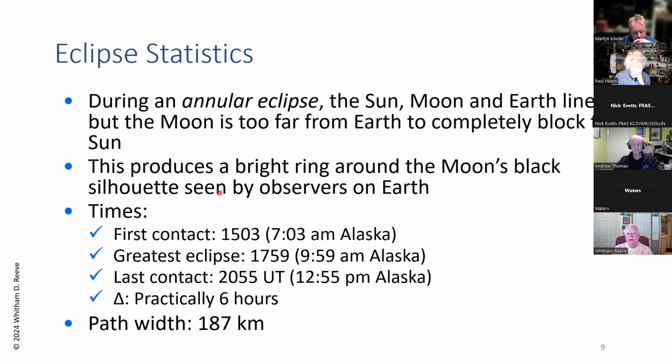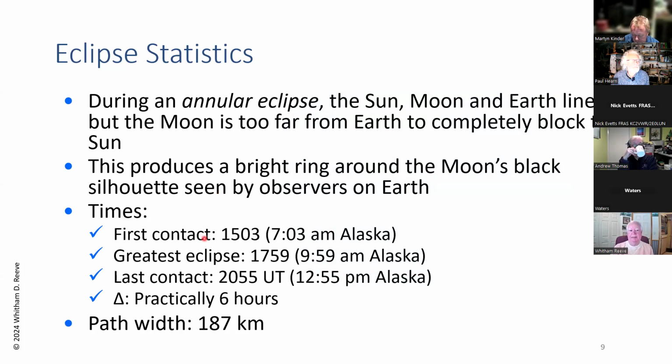So during an annular eclipse, the sun, moon, and Earth all line up, but the moon is actually too far from Earth to completely block the sun itself. So what you end up with is a bright ring around the moon, as seen by observers on the Earth when the eclipse is at its greatest point for your location.